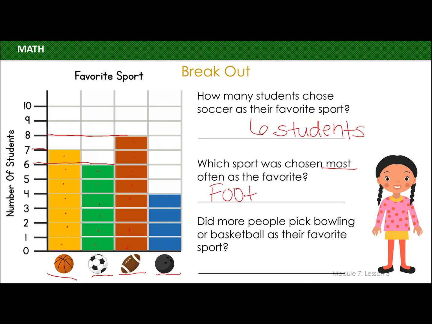Football. Now my final question asks, did more people pick bowling or basketball as their favorite sport? Well, I know that bowling doesn't have that many. It only has 4. And I already counted basketball, which has 7. And 7 is greater than 4. So more people chose basketball.